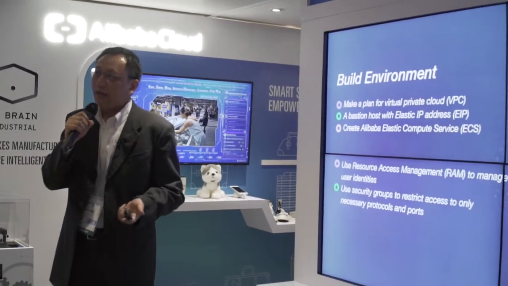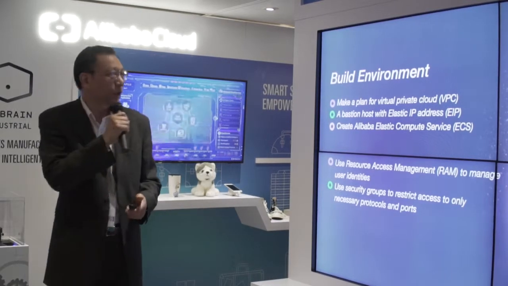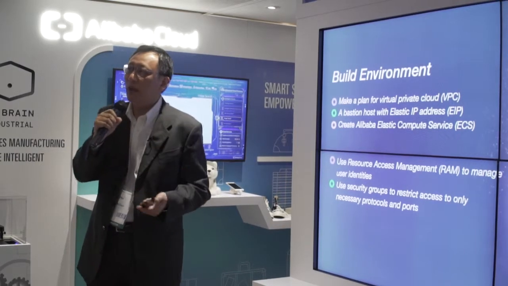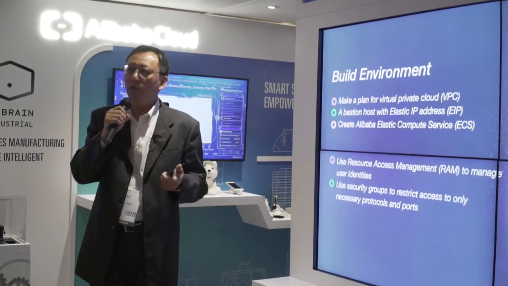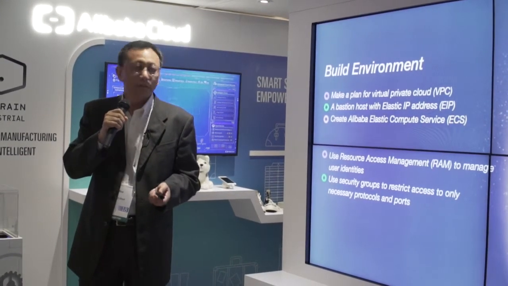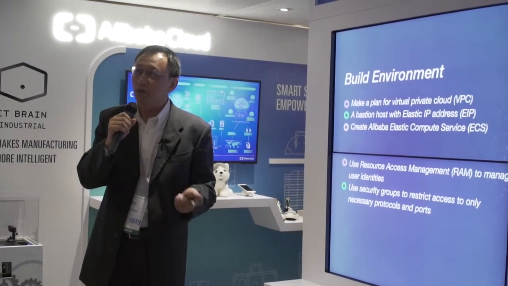Once we have a good plan, the next step is building the environment. We need to build a good network to segregate our system, and to have SAP running specifically in the virtual private cloud. On that, we also need to make sure our environment is very secure, and we can have a bastion host with an elastic IP address. This is all using Alibaba Cloud, and you can quickly plan for that.